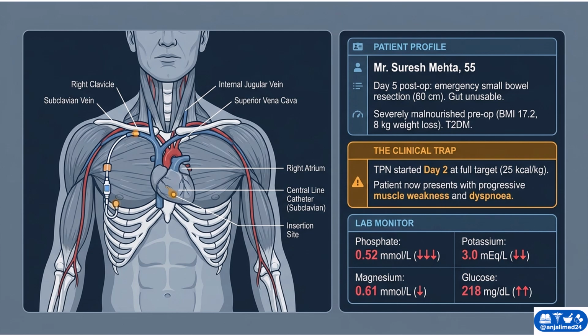Now he develops progressive muscle weakness and difficulty in breathing. His laboratory tests reveal severe hypophosphatemia, hypokalemia, hypomagnesemia, and hyperglycemia. Pause for a moment and think: what serious complication has occurred? How could it have been prevented? We will uncover the answer in the next slide.